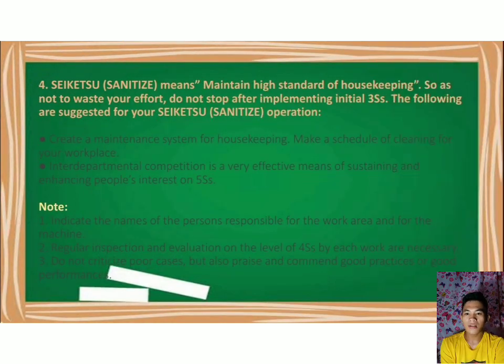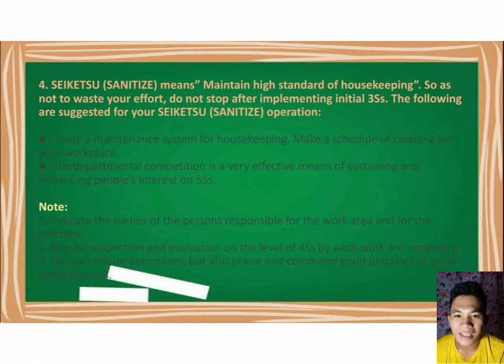The next one, fourth, is seiketsu or sanitize, which means maintain a high standard of housekeeping so as not to waste your effort. Do not stop after implementing the initial 3 S. You implement sort, disposal, third is the next one. The following are suggested for your seiketsu sanitize operation.